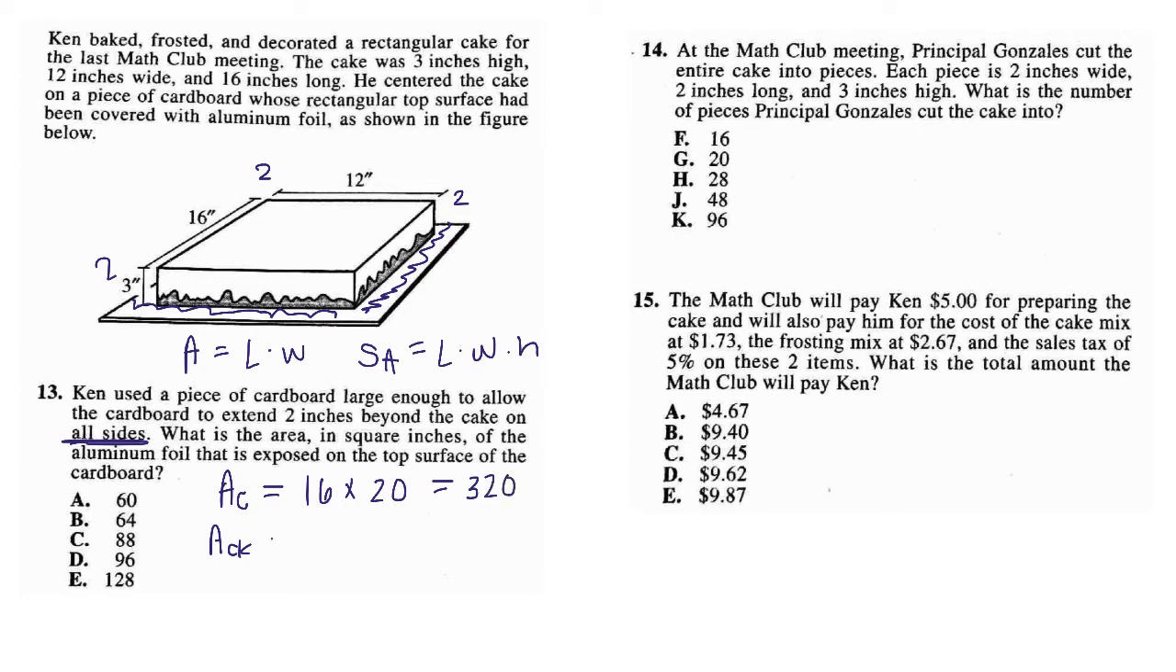And now for the area of the cake, which is going to be 12 times 16, well, that area of the cake is going to be 192. And now if we look for the difference in the two, that's going to give us 128. So that's going to be answer choice E.